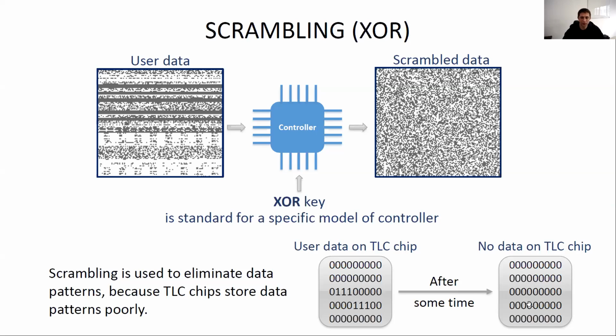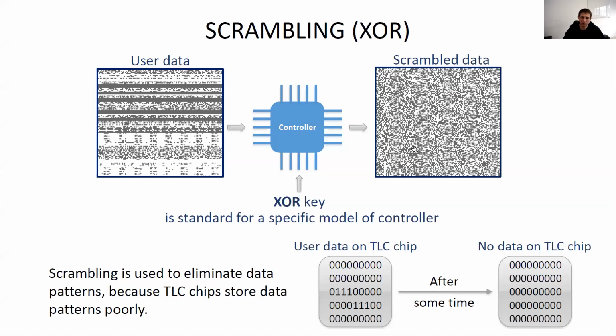And to prevent this, the controller applies a specially designed binary file, which we call the XOR key. It applies this binary file with an XOR operation to user data. And after this, user data will be converted into such a noisy looking thing. So original user data looks like patterns. Scrambled data looks like noise.